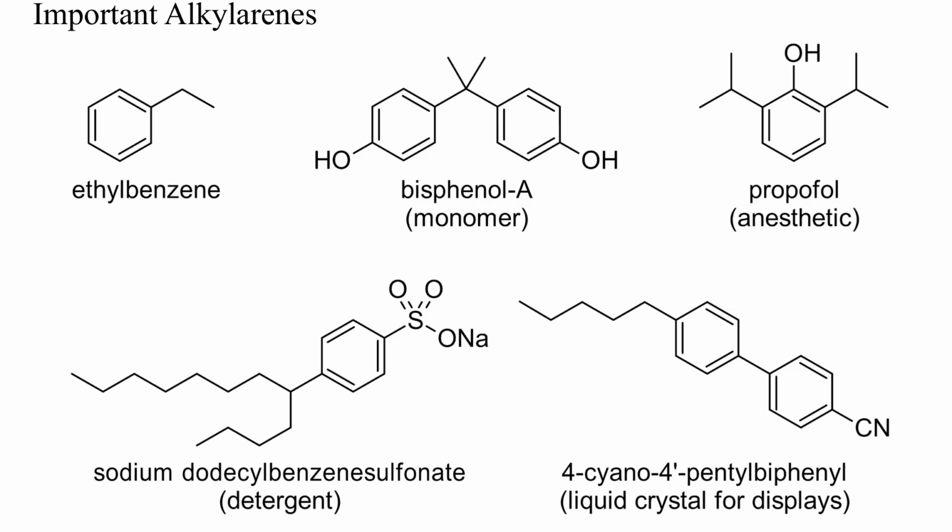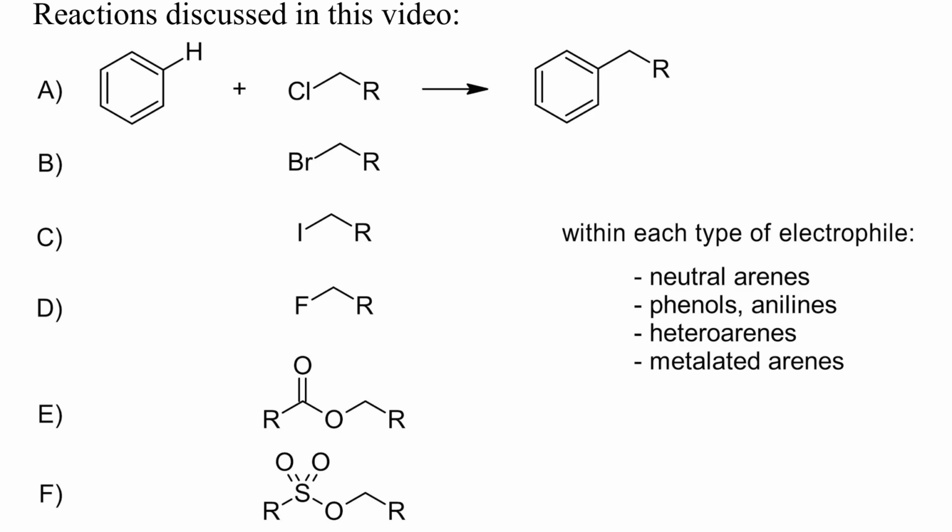Acetone is a byproduct of the Hock synthesis of phenol, and the manufacture of bisphenol A thus consumes half of this byproduct. Bisphenol A is a monomer for the preparation of various polymers. Other alkylarenes include the anesthetic propofol, detergents, and liquid crystals for displays. The examples in this video are organized according to the electrophile, as shown here.